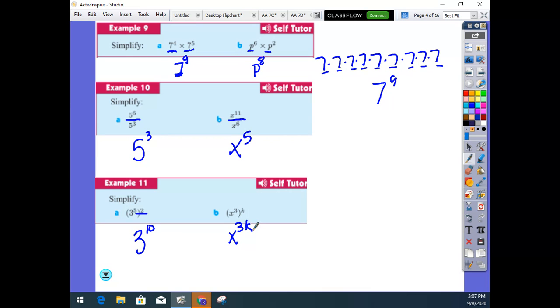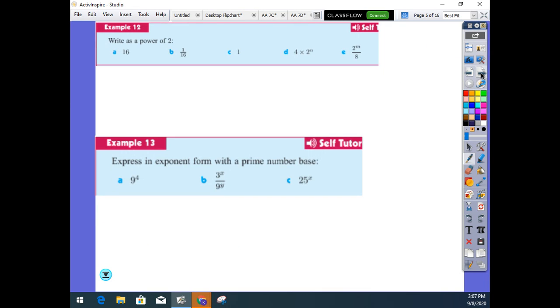So those are your basic rules. Let's take it a little further. Write as a power of 2. Now, if anybody kept their square card, 2 to the first is 2, 2 to the second is 4, 2 to the third is 8. That'll get us where we need to go. So 16, rewrite using base, a power of 2, and an exponent.